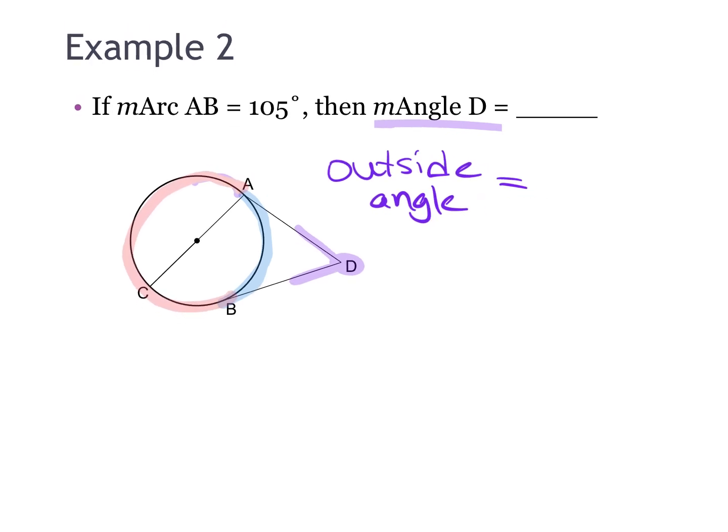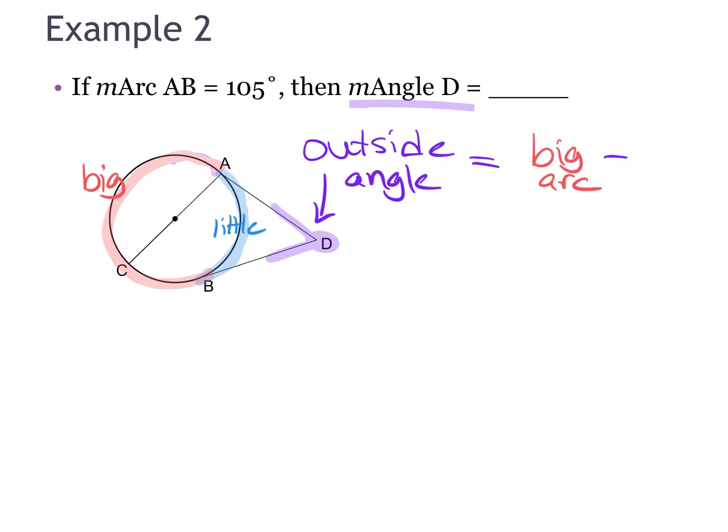So this will be big. This will be little. And then angle D is the outside angle. So I'm going to be doing big arc minus little arc, and I'm going to divide it by 2.